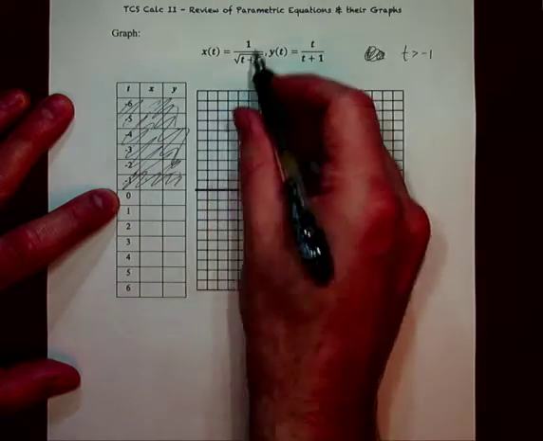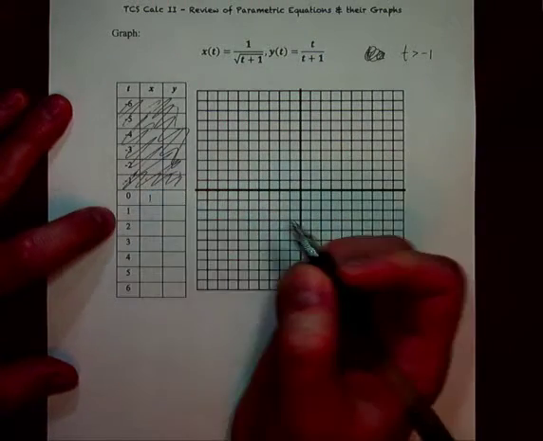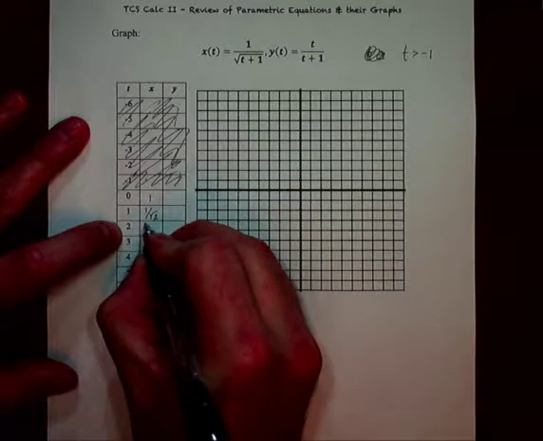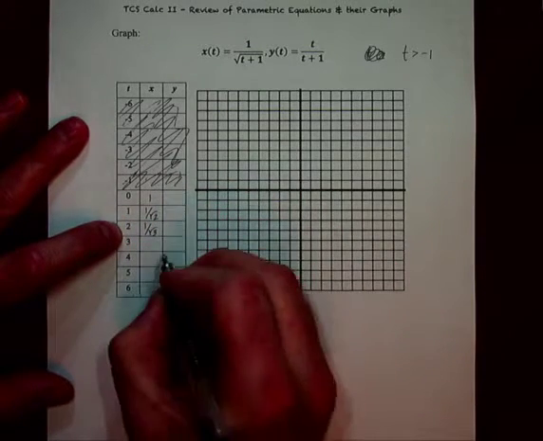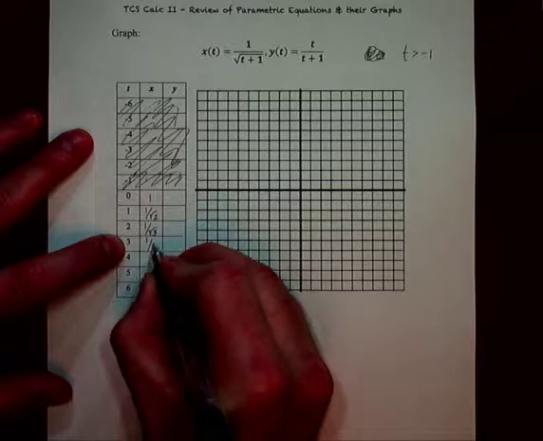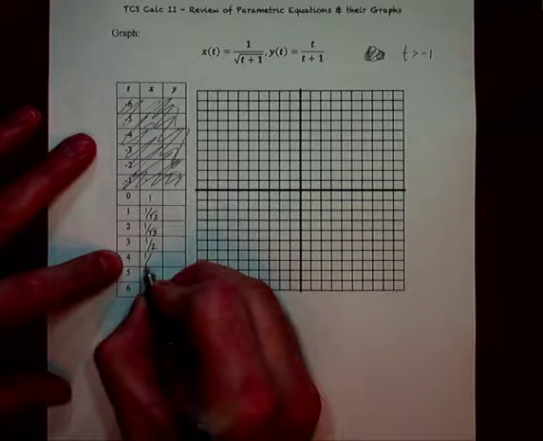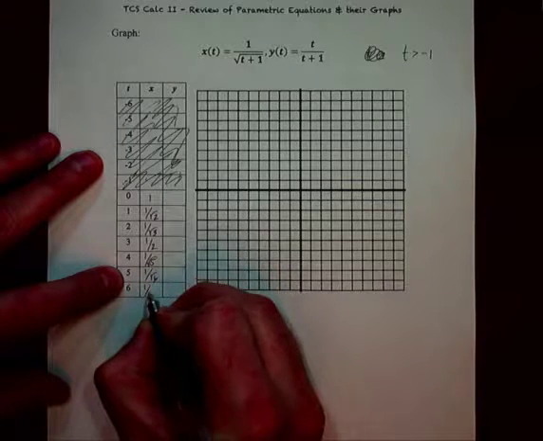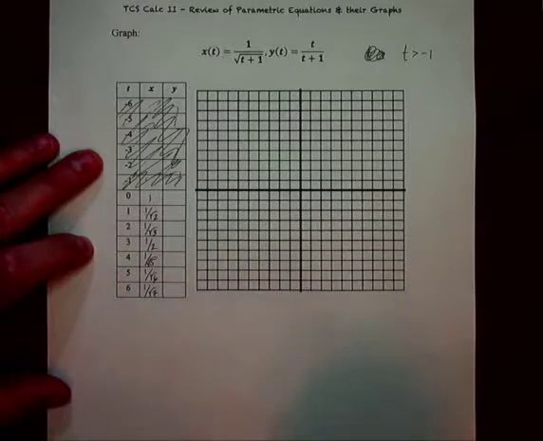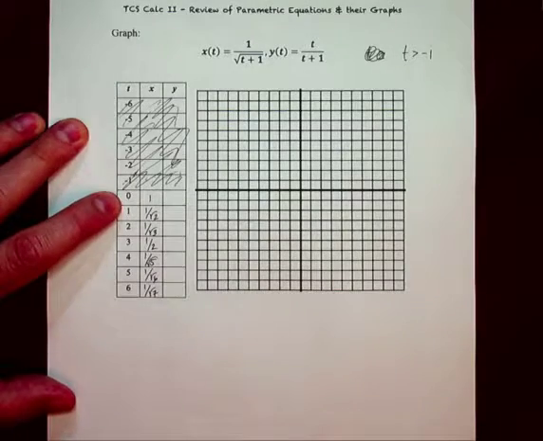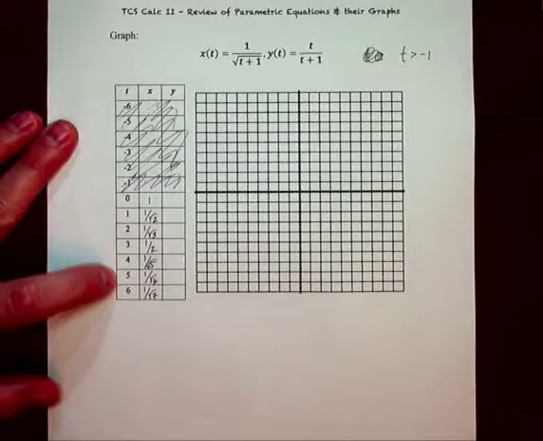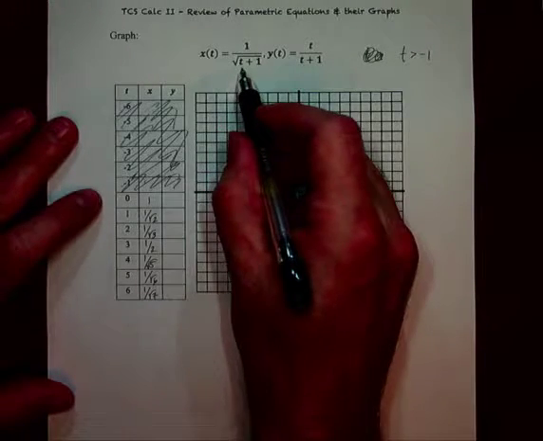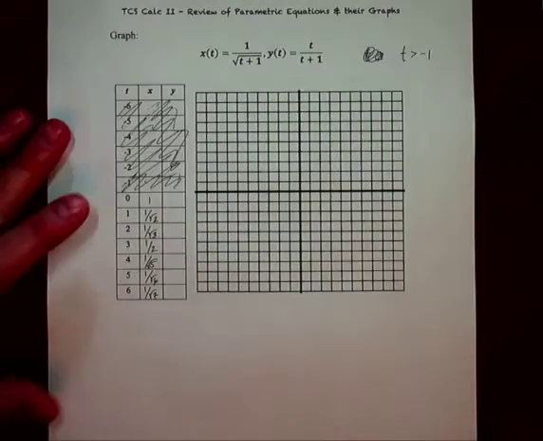Plug in 0, I'm going to get 1 over 1. Plug in 1, I'm going to get 1 over root 2. Plug in 2, I'm going to get 1 over root 3. Plug in 3, I'm going to get 1 over root 4, or 1/2. Plug in 4, I'm going to get 1 over root 5. And then 1 over root 6, and then 1 over root 7. Now, if you notice, there's a pattern there. It starts at 1, and then as you get successively larger t values, this quantity is approaching 0 if t were taken off to infinity.